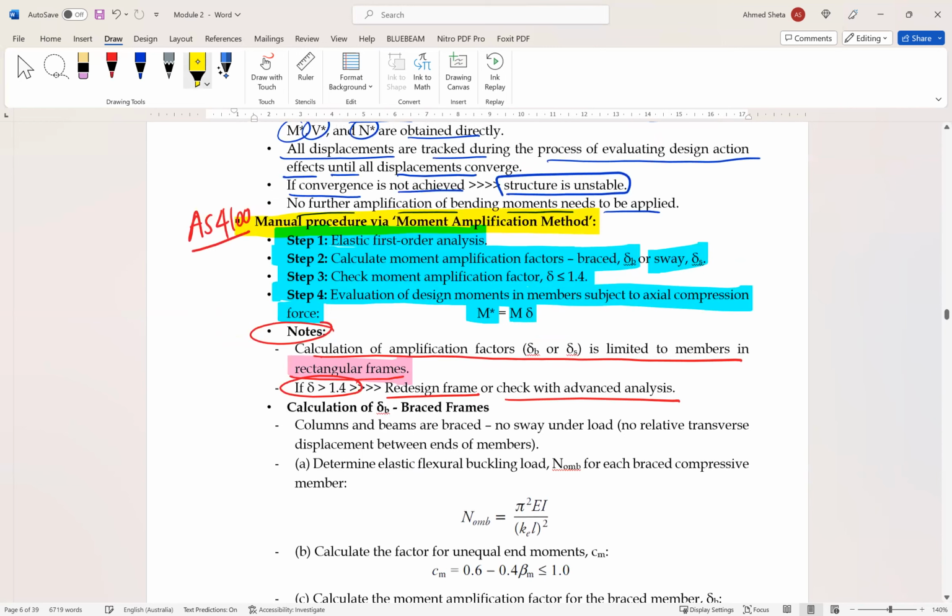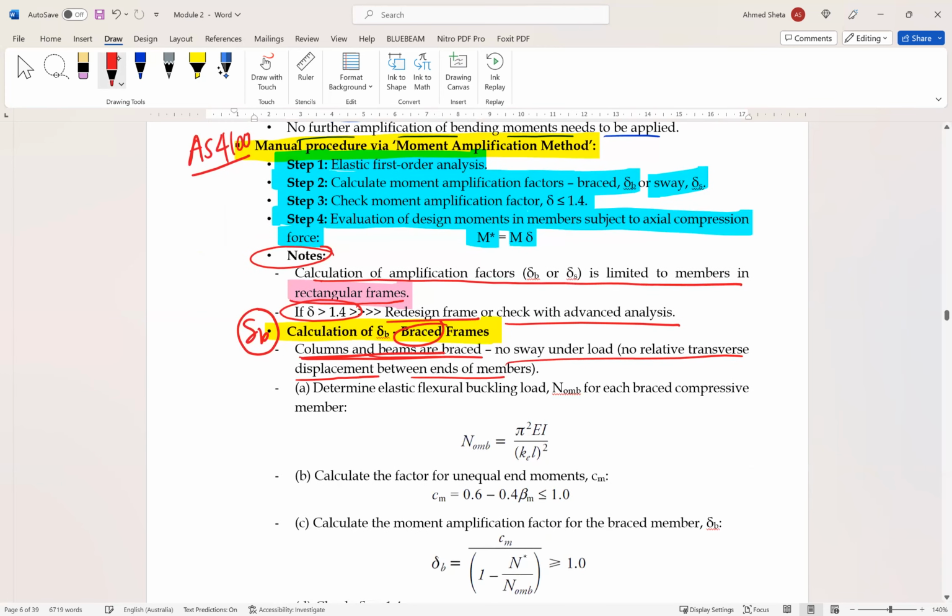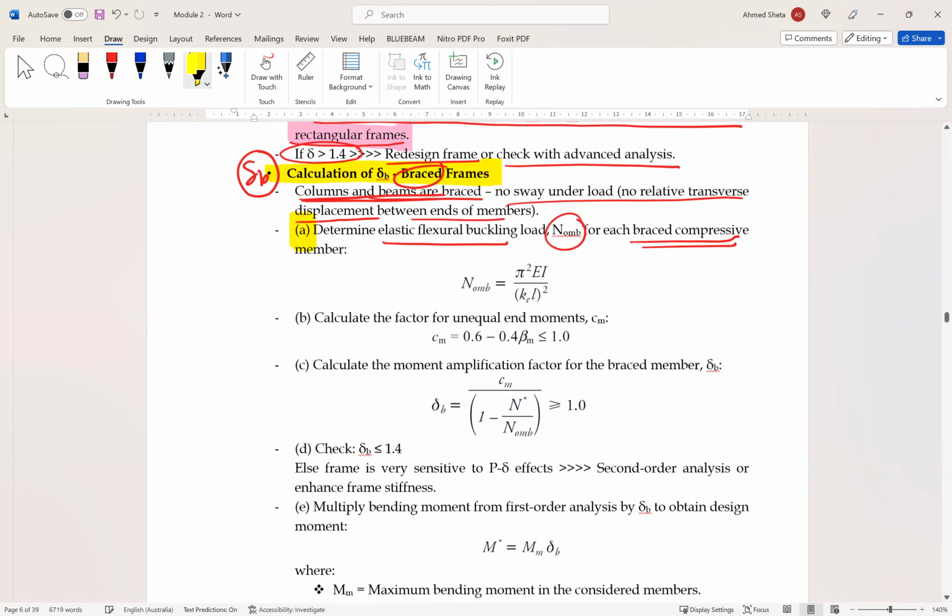Calculations of delta B. The first thing we need to know is delta B, which is for braced frames. Columns in a braced frame, columns and beams are braced, with no sway under loads, no relative transverse displacement between member ends. The first point is to determine the elastic flexural buckling load, N_omb, for each braced compression member. For each column, you will use this calculation, where E is Young's modulus, I is the inertia, ke is the buckling factor, and L is the length.